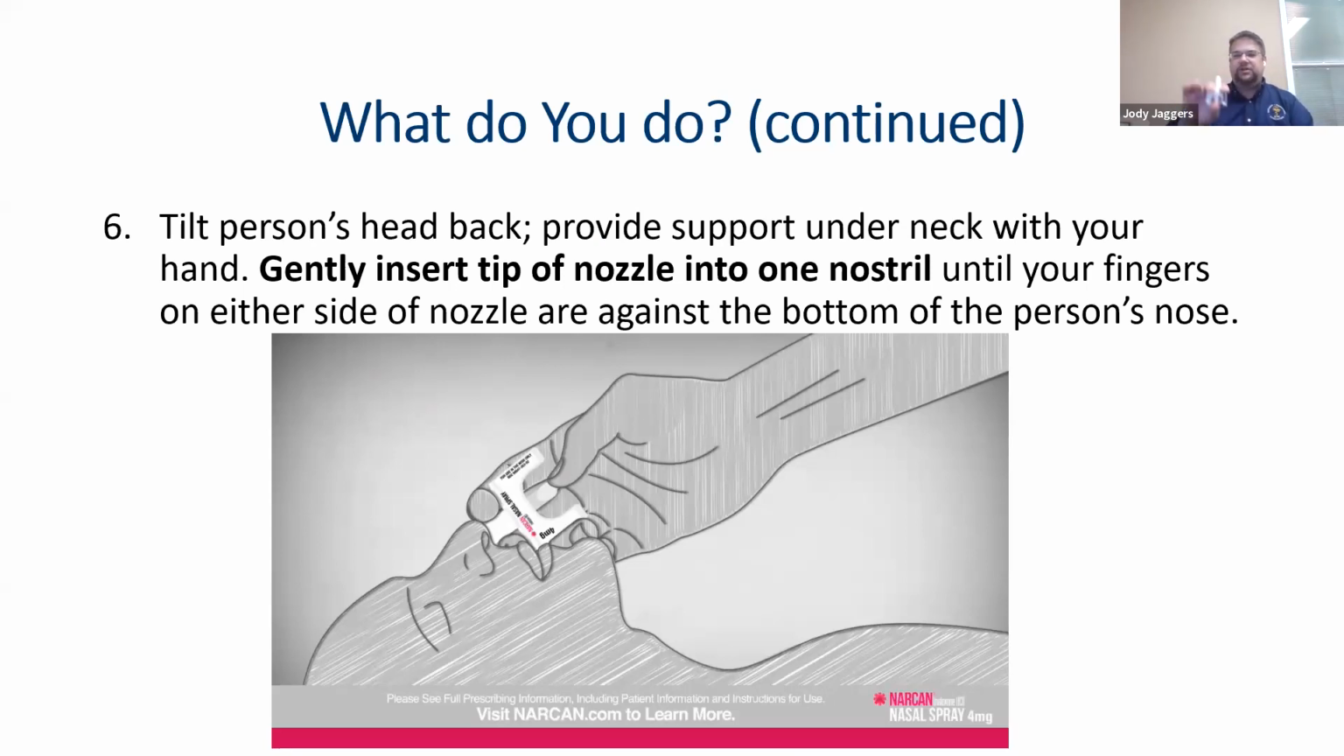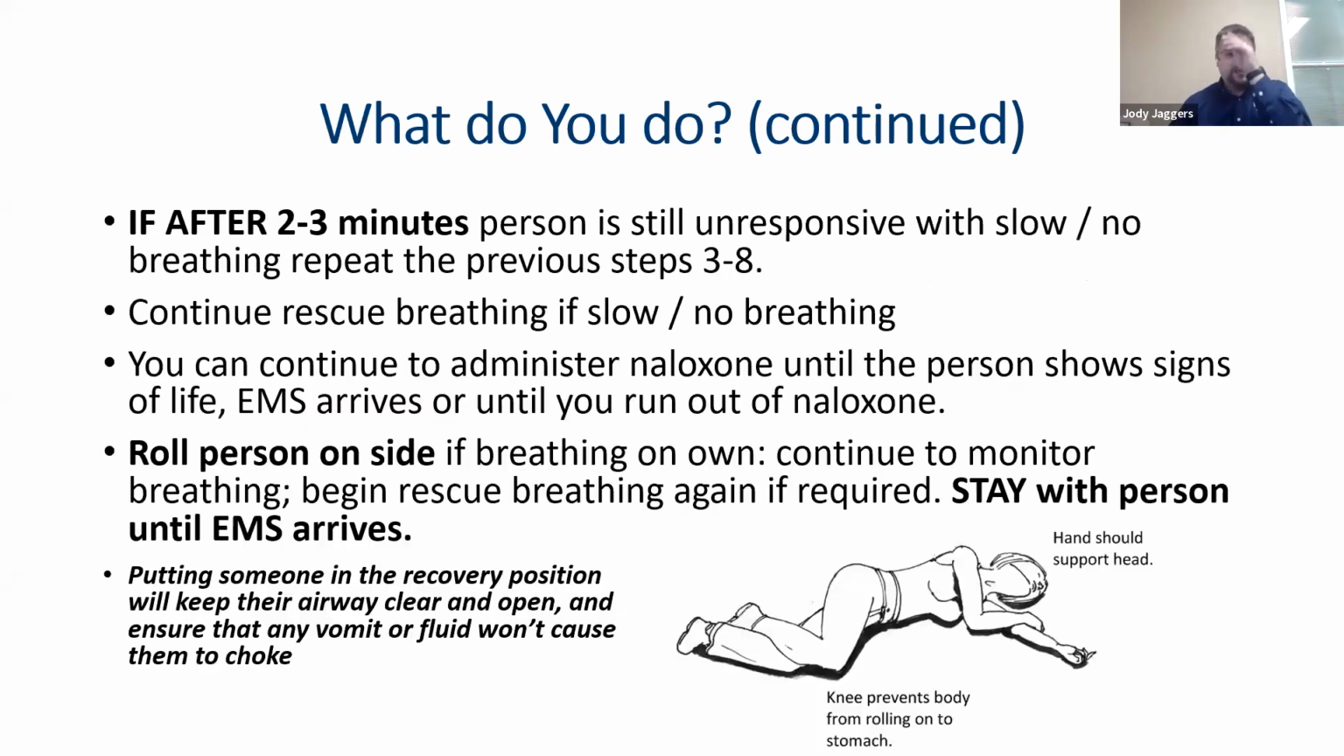Once it's there, you're going to push the plunger. I'll show you what this looks like. I don't know if you can even see it on the camera, but when you push that plunger in, it just does a fine mist, comes out, and that's it. That's one dose. You want to step back and then just watch, give them some time, okay? It takes 2 to 3 minutes for Narcan to work. It could work faster than that, but in most cases, it's going to take 2 to 3 minutes.